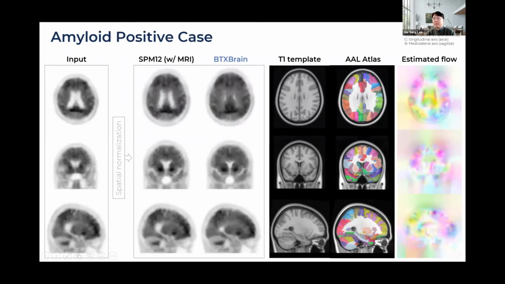So this is another example. This is the result of spatial normalization of a patient with high uptake of amyloid. The result was quite similar to the previous case. This patient also has a big ventricle, but SPM couldn't successfully deal with these large ventricles. But BTXBrain was quite successful in the spatial normalization of this very challenging case, although we have not used any MR or CT information.